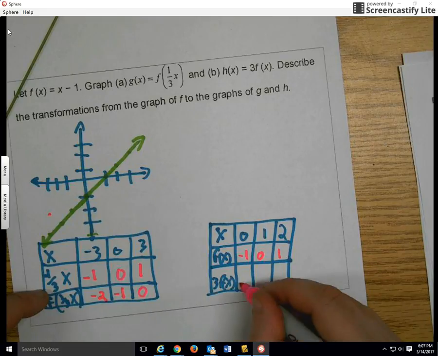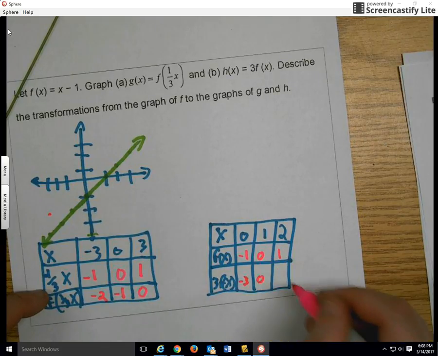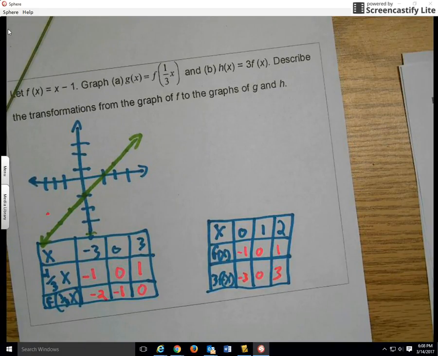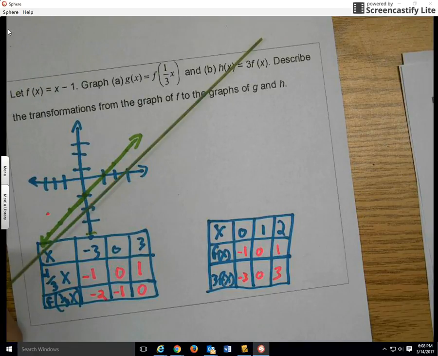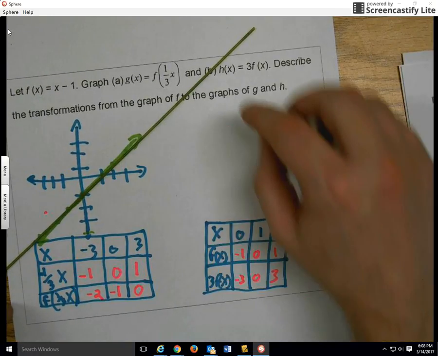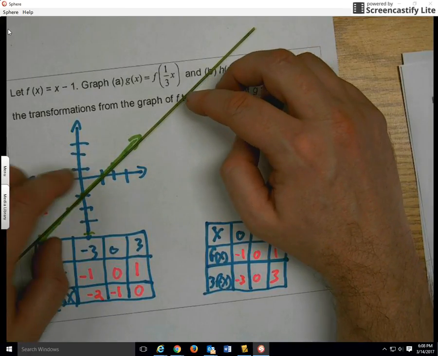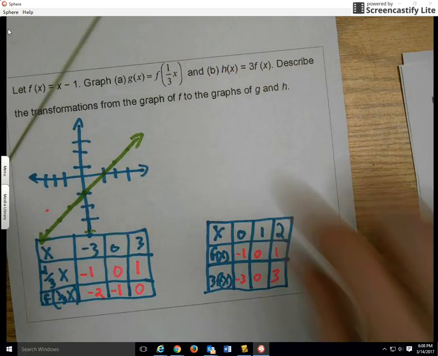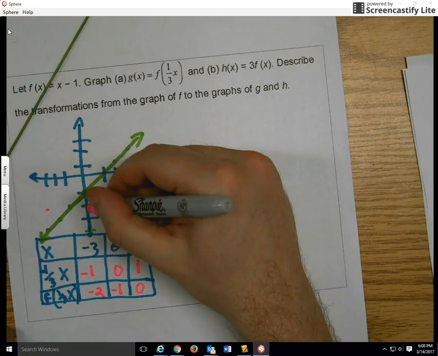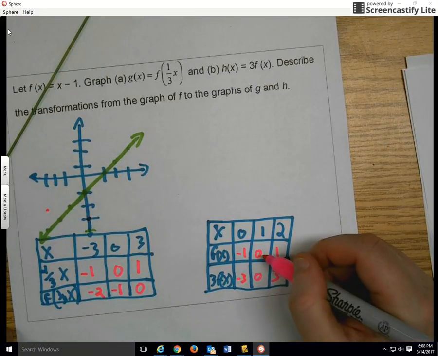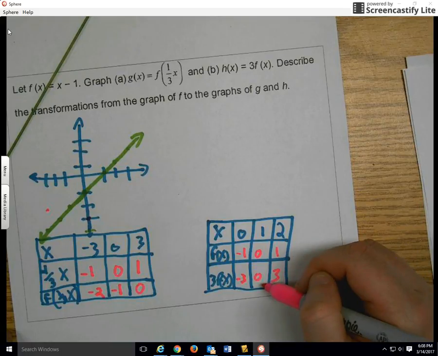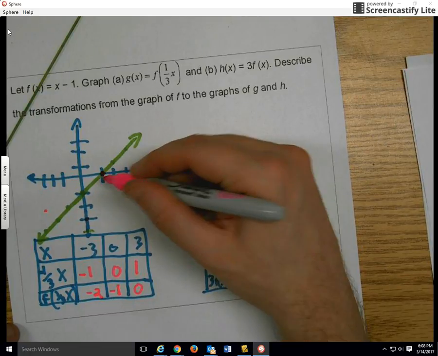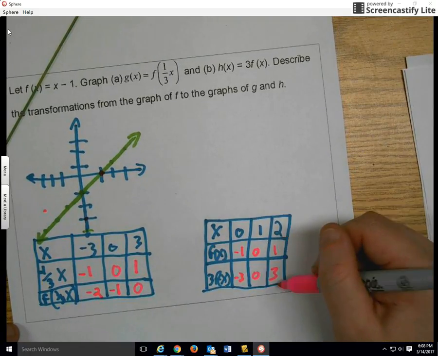So 3 times -1 is a -3. 3 times 0 is 0, and 3 times 1 is 3. So now we just need to go ahead and mark our new spots here. So if x is 0, y is -3. If x is 1, y is 0. If x is 2, y is 3.